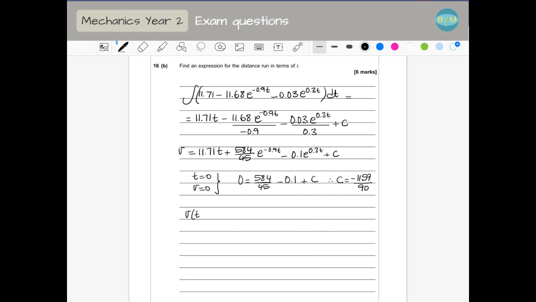So my expression for the velocity in terms of time is going to be just this one, but I'm going to add the c that I just found. So 11.71 t plus 584 divided by 45 e. And you can divide these coefficients and round them. I'm just leaving them as a fraction because they are not nice decimals, yeah? You will have to round them, so I think it's better to just leave as a fraction. So this is your expression for the distance. Sorry, I don't know why I wrote velocity. So distance is that expression, yeah? We have integrated velocity.